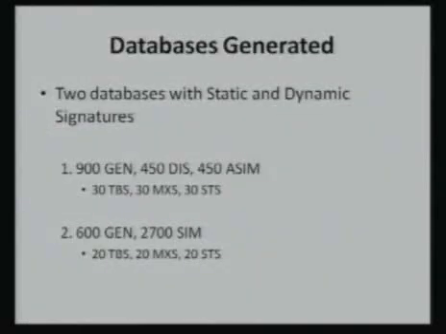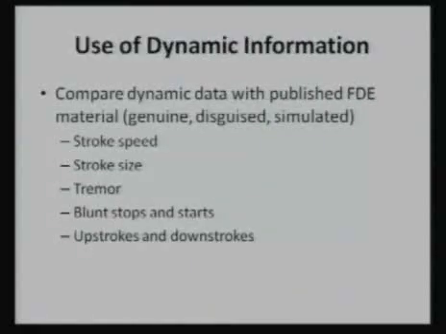You're kidding. Okay, so we get two databases. We have these again with static and dynamic signatures. What can we do with this data now, or even future databases? We can go back and look at what's been written in questioned documents and see, is this true? Is what the examiners say they see from a static signature reflected in the dynamic information? And we can confirm or refute that. We can look at stroke speed, stroke size, tremor, blunt stops and starts, upstrokes and downstrokes.